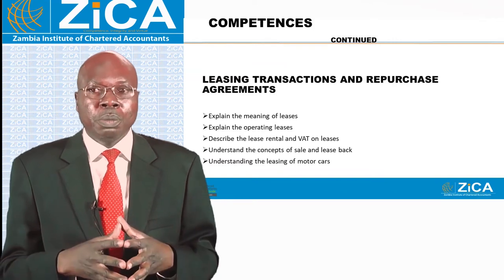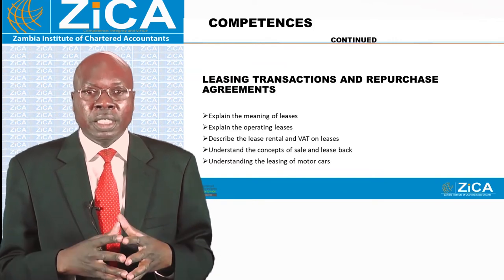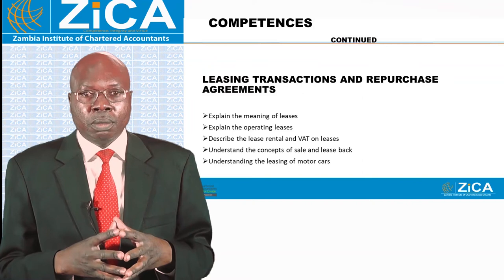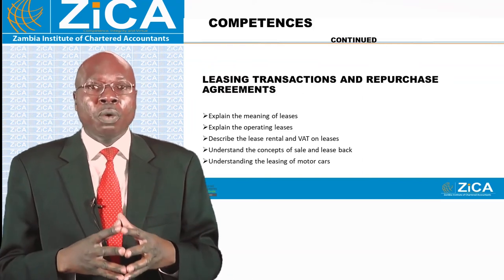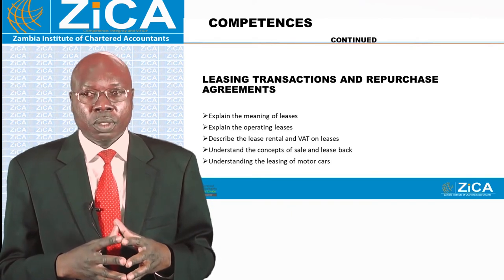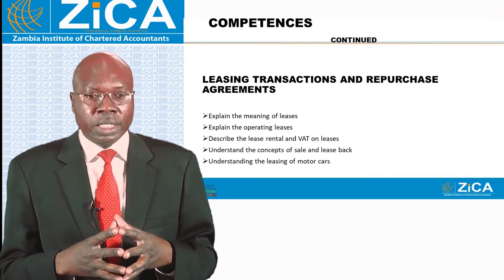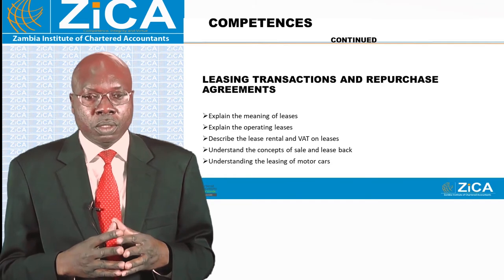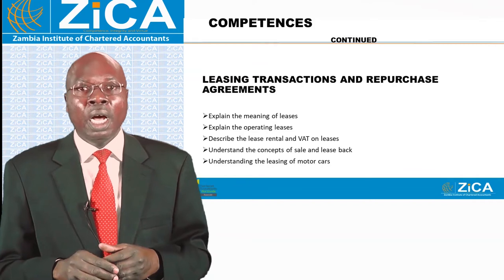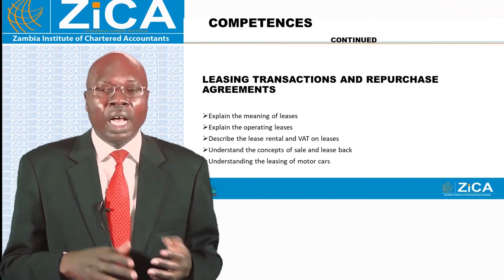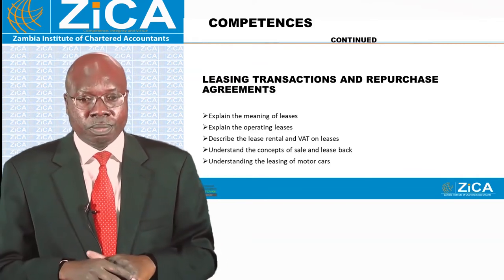Because some businesses have problems even acquiring assets. However, they have this opportunity to still acquire an asset by leasing it. So basically, there are two types of leases, and these are operating lease and finance lease.